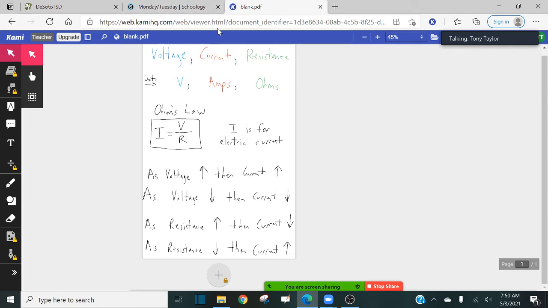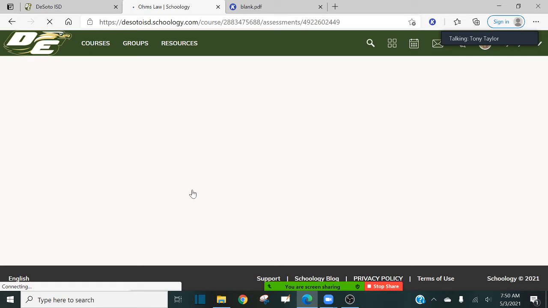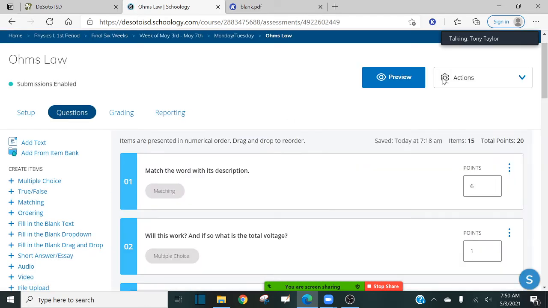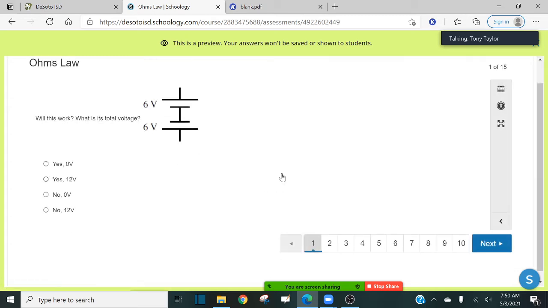All right, so with that said, let us go to the assignment right here. So guys, if you're already at your computer, open this up with me, and we're going to go ahead and get started. Okay. So again, I'm just going to do a few of these with you guys. I want to start with the mathematical questions first.